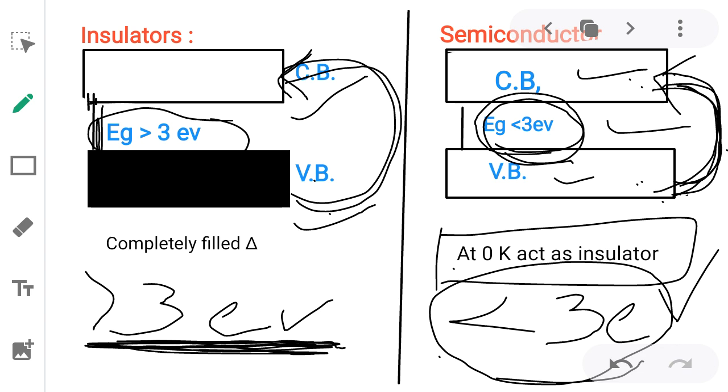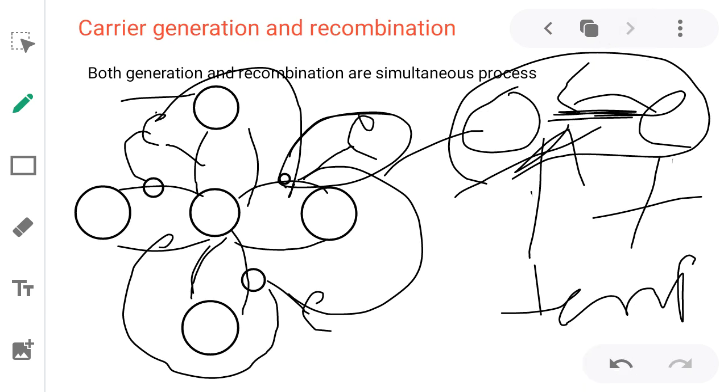Semiconductor band structure and explanation. Once they asked for 5 marks. And the next point: why, at 0 Kelvin, does a semiconductor act as an insulator? The possible questions on this session are band structure formation, classification on the basis of band structure, and why a semiconductor acts as an insulator at 0 Kelvin.